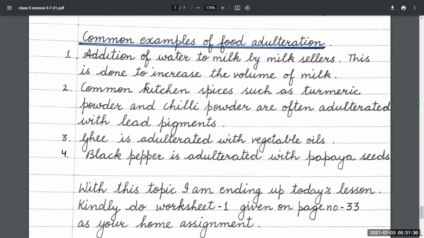Some common examples of food adulteration: addition of milk and water by milk sellers. This is done to increase the volume of milk. Common kitchen spices such as turmeric powder and chili powder are often adulterated with lead pigments. Ghee is adulterated with vegetable oils. Black pepper is adulterated with papaya seeds.